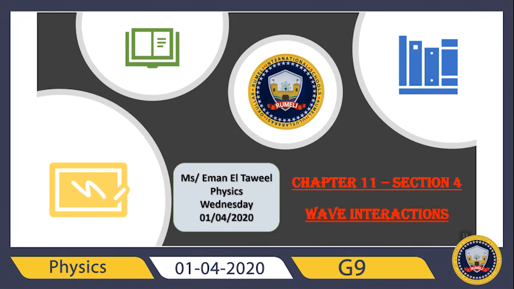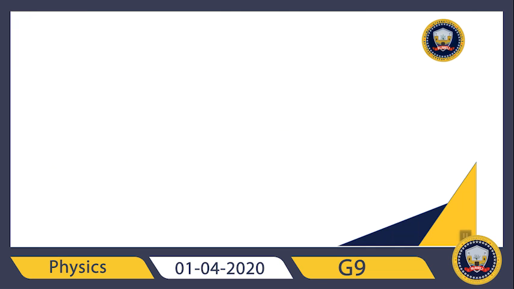Today we are going to continue section 4 in chapter 11 with interactions. We have studied in our previous sessions the principle of superposition and the difference between constructive and destructive interference. I hope you have studied them well, and today we are going to continue with wave reflection.